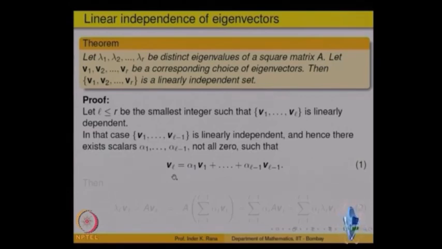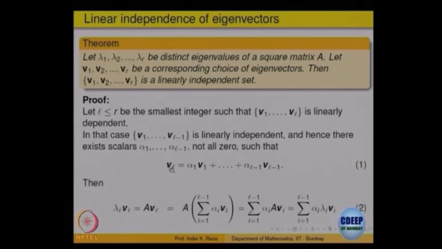Eigenvector cannot be 0. V_L is an eigenvector, so we have assumed that it cannot be 0. So at least one of the scalars alpha 1, alpha 2, ..., alpha L minus 1 is not equal to 0. Let us keep that. Now let us multiply both sides by the scalar, then what will you get?